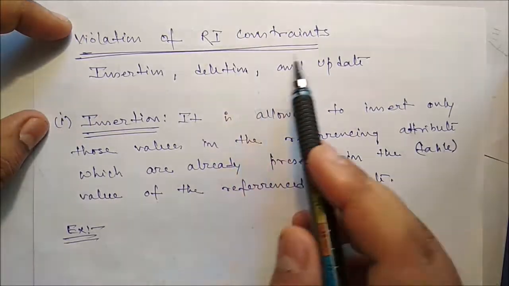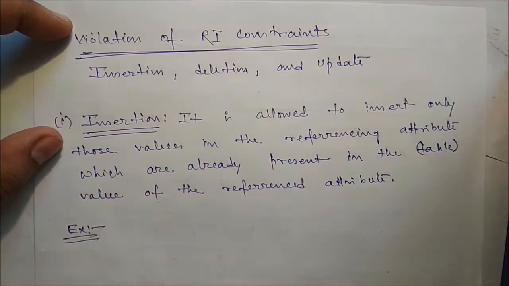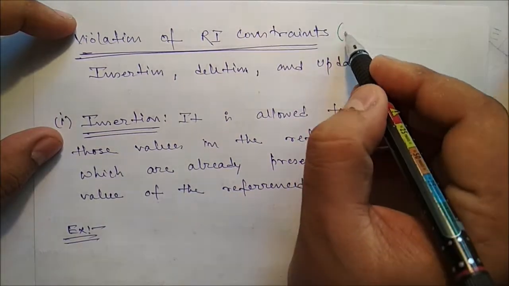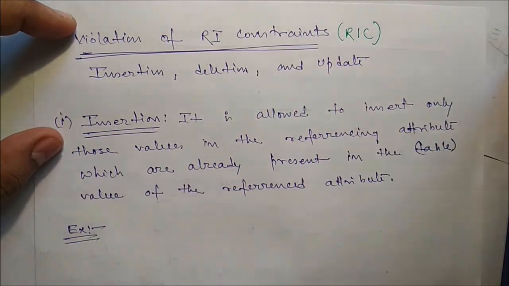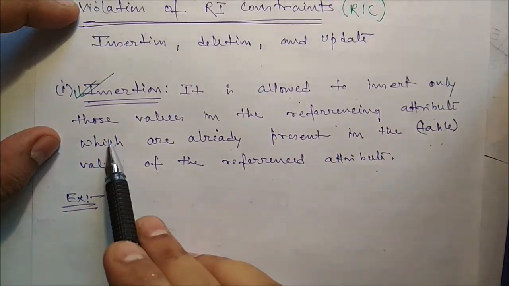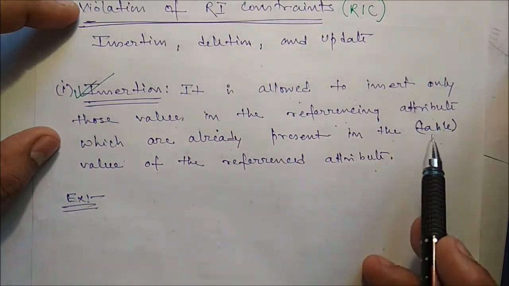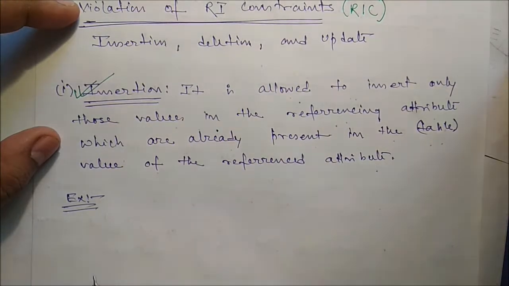Next we will talk about violations of referential integrity constraints. There are 3 causes of violations of the referential integrity constraint, RIC: insertion, deletion and update in a reference relation. First is insertion. It is allowed to insert only those values in the referencing attribute which are already present in the value of the reference attribute.